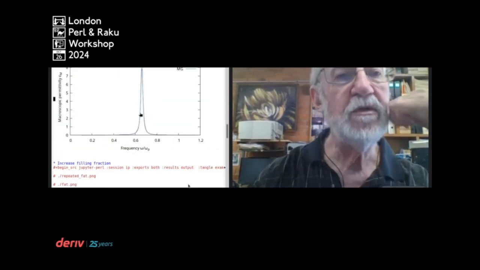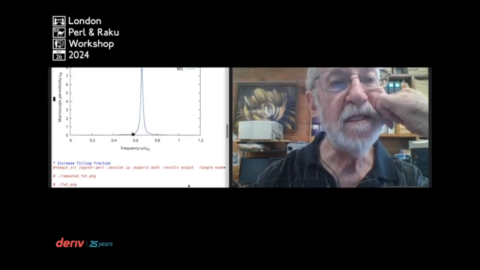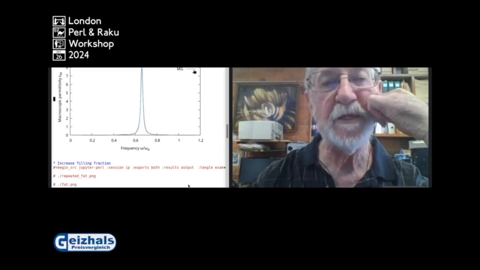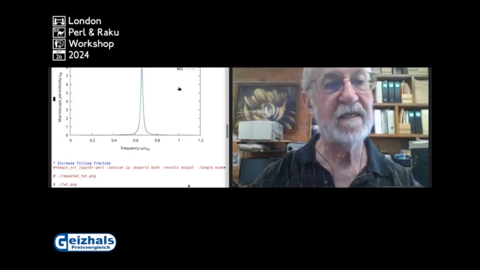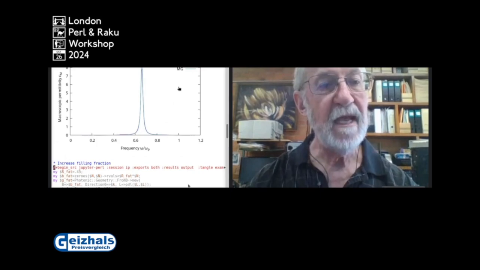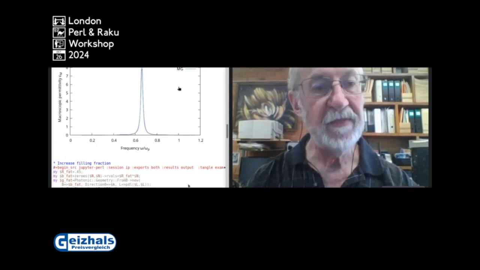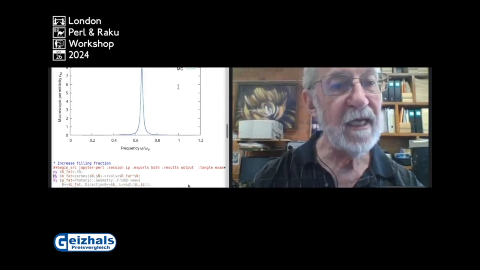So here I show you the numerical calculation using my package, which is this line here. And the other line is actually the Maxwell-Garnett theory, an analytical function for this system that is approximate, but the approximation turns out to be very good. Now I think I will end this example here.